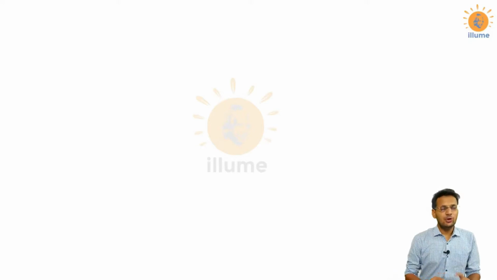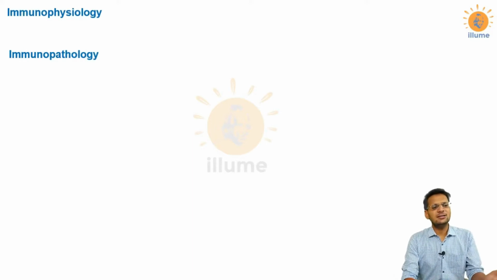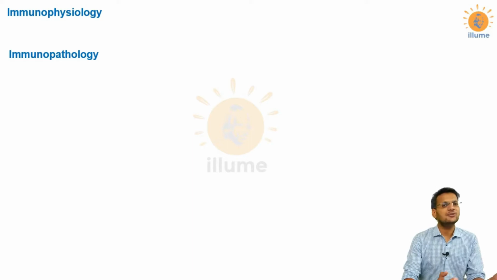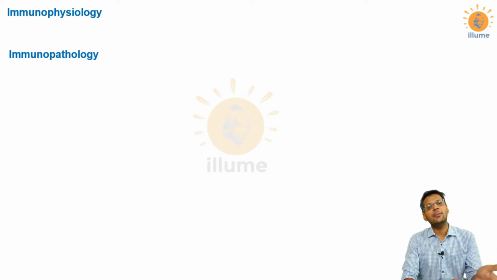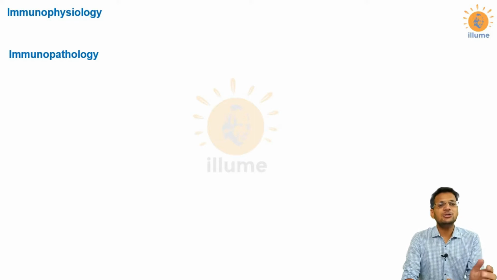The first one is immunophysiology and immunopathology. If I skip the word immuno, I'll discuss first physiology and pathology. What is physiology? Normal functioning of a body is called physiology. And what is pathology? Pathology is something abnormal that happens, and the study of that is called pathology. Basically, pathology is a study of disease. So the study of normal is physiology and the study of abnormal, that is disease, is called pathology.